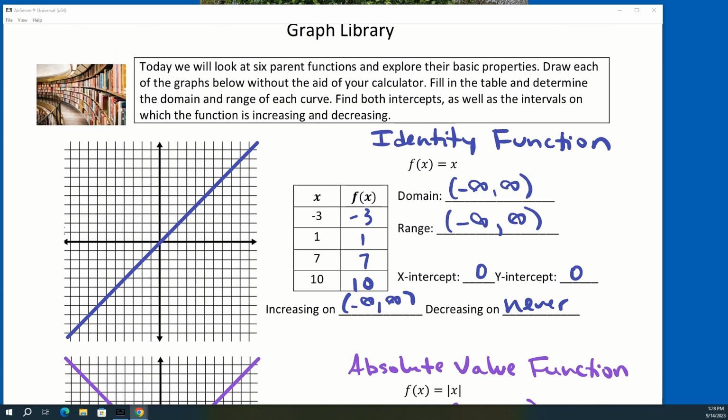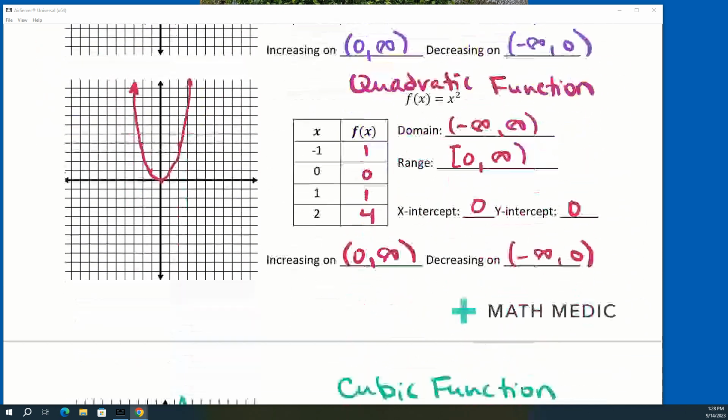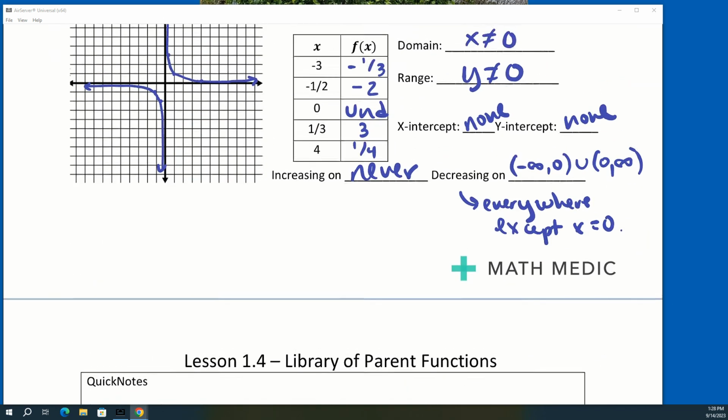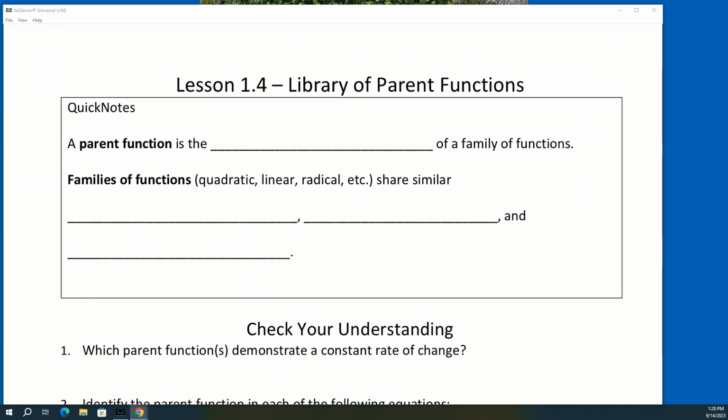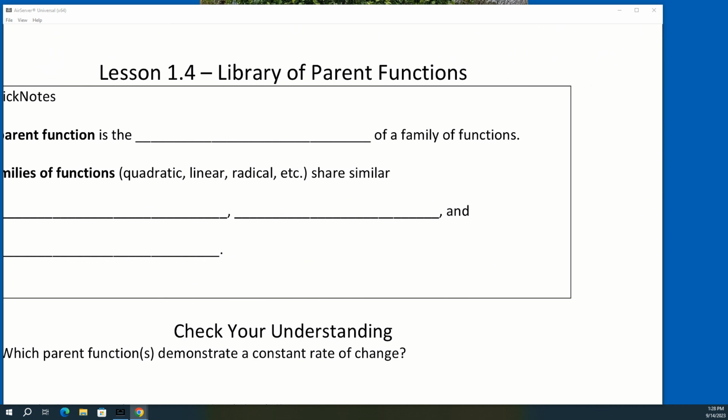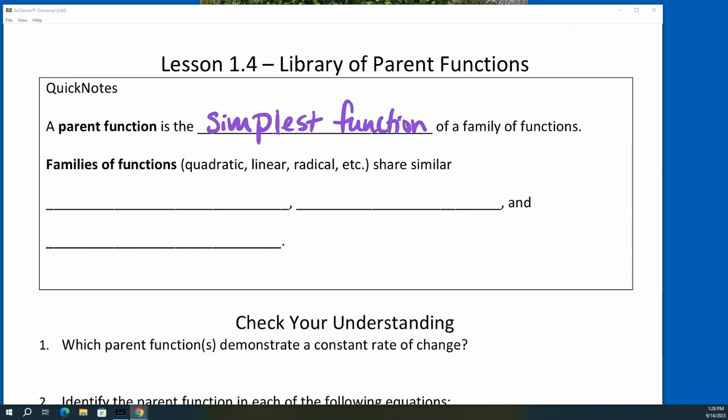All right, so we talked about the 6 parent functions yesterday. There are more parent functions, but these are the ones that we're going to focus on. A parent function is the simplest function of a family of functions. Usually the parent function is not going to have addition or subtraction or multiplication or division. It's just going to be something happening to x.